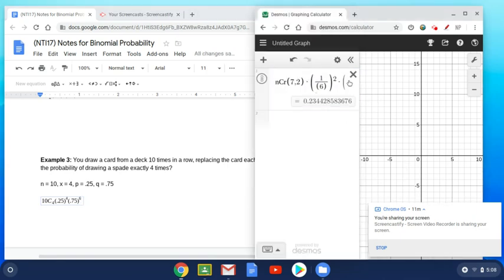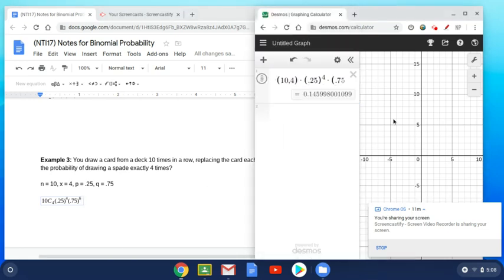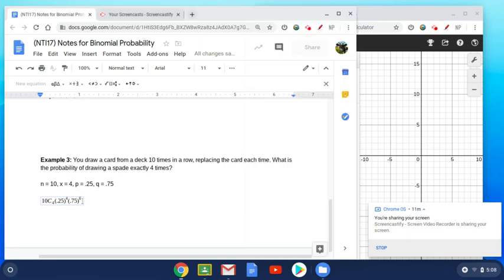And Desmos will help me calculate this again. So nCr(10, 4) times 0.25 to the 4th times 0.75 to the 6th. And right there, my probability of getting 4 spades out of 10 cards is 0.146.